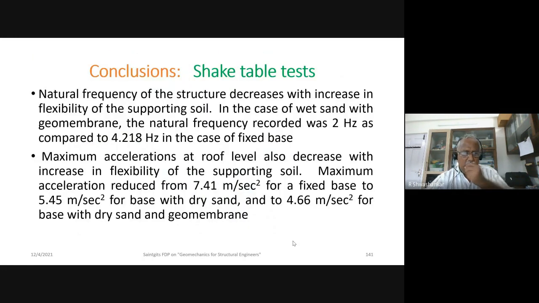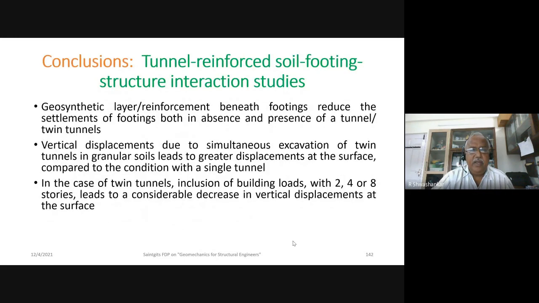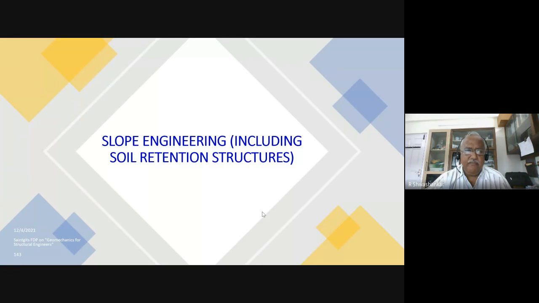So for the shake table test, the natural frequency was reduced as the flexibility of the soil increased, and also the geomembrane had a very good effect on reducing the natural frequency, and also the vertical settlements while tunneling was happening beneath is also important. So I would just like to quickly run through this.